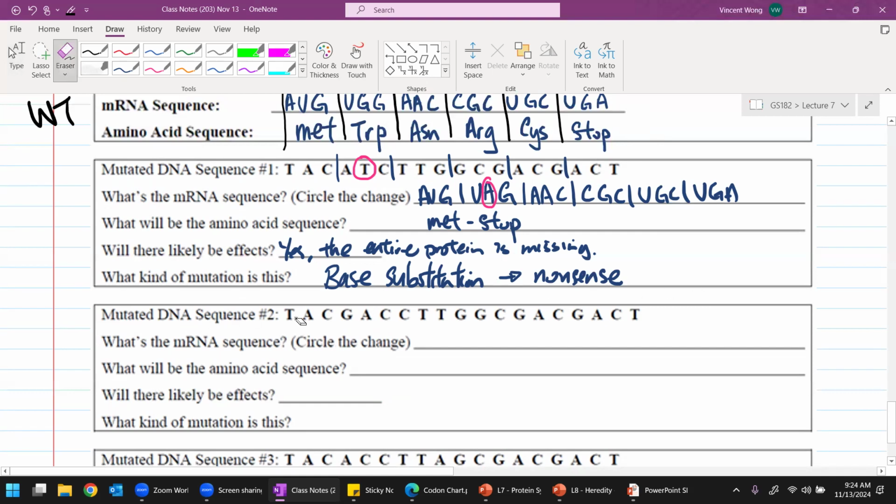All right, let's take a look at the next one. The next one. What's the first thing you do when you get a question like this? You chop them up, that's right, into triplets. Now watch. If you chop them up into triplet and you end up seeing like a leftover, that's a sign that this is not a base substitution. Okay? What is it though? Insertion, right?